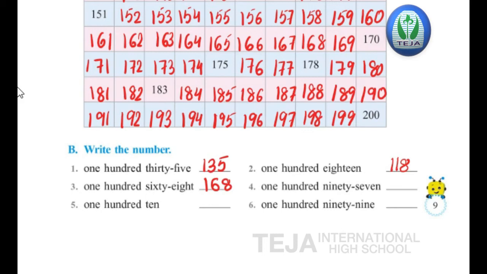Fourth question, 197. Here 1 write in hundreds place, 9 write in tens place, and 7 write in ones place. So 197. This is 197. Fifth question, 110. So here write 1 in hundreds place and 1 in tens place and 0 in ones place. So 110. The last one, 199. So write 1 in hundreds place, 9 in tens place, and 9 in ones place. We'll write the number as 199.